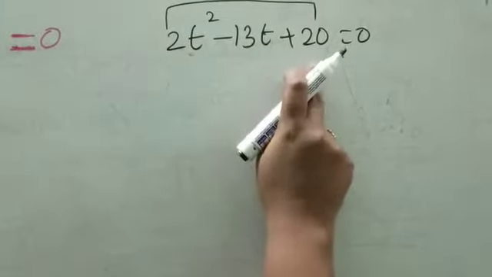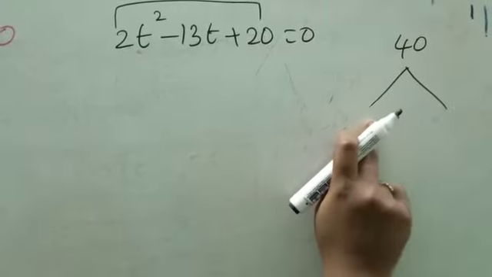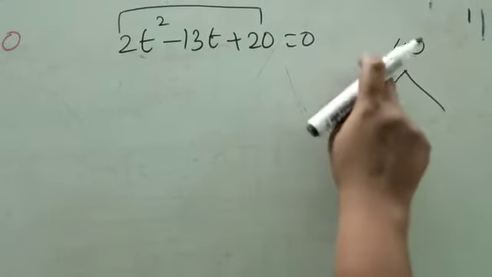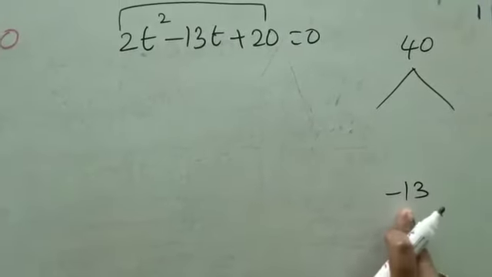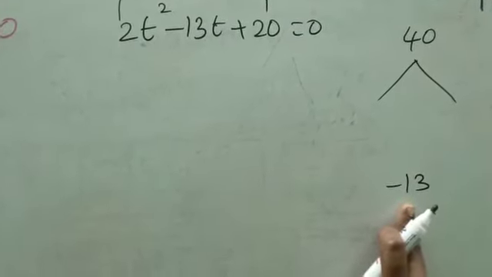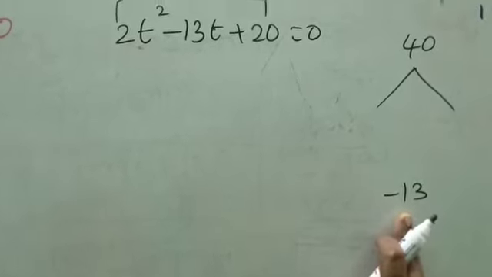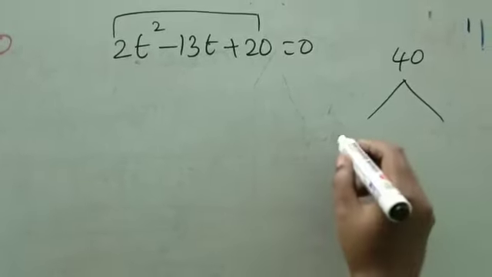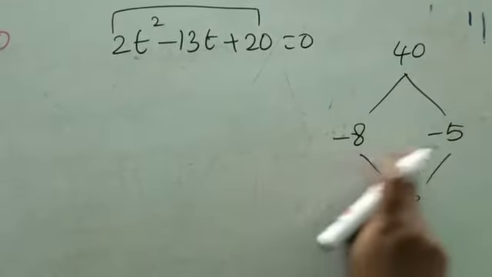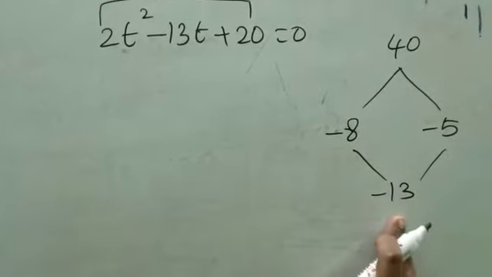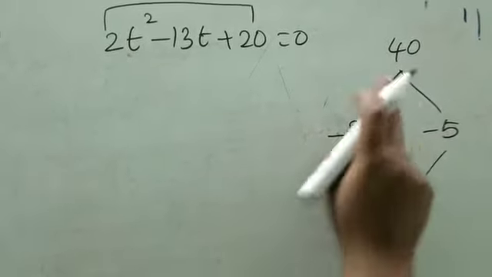Multiply 2 into 20, that is 40. That you write in the rough column. When you multiply the two terms, you should get plus 40. When you add the two terms, you will get minus 13. Minus 13 is nothing but the middle term of the equation, that is the coefficient of t. What are the two numbers? Minus 8 and minus 5. Adding the numbers, minus 8 minus 5, we get minus 13. Multiplying, minus into minus plus, 8 fives are 40.